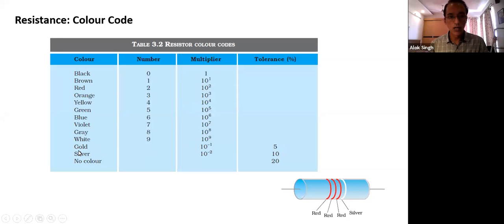Then the last 3 are a little different. The last 3 are gold color, silver color, and no color. This indicates the tolerance, how accurate the resistance is. If it is gold, the tolerance is within plus minus 5%. It means if it is a 100 ohm resistance, its value is not more than 105 and not less than 95. If it is silver, tolerance is plus minus 10%, and no color means the tolerance is plus minus 20%. So this indicates 3 things: number, multiplier, and also tolerance.